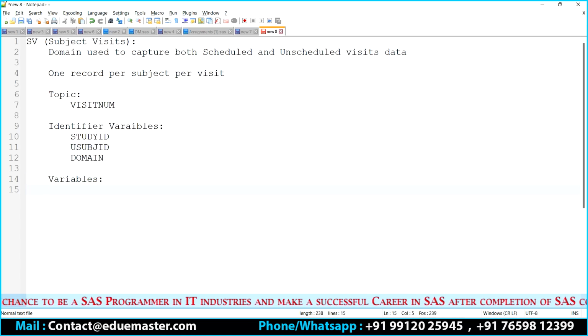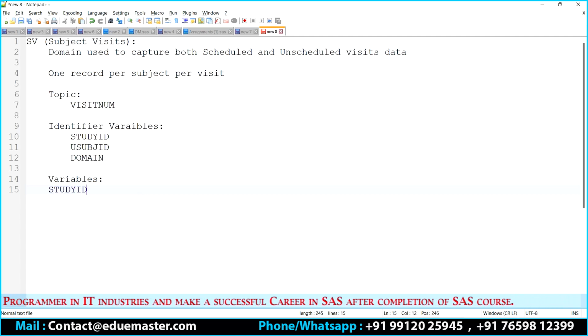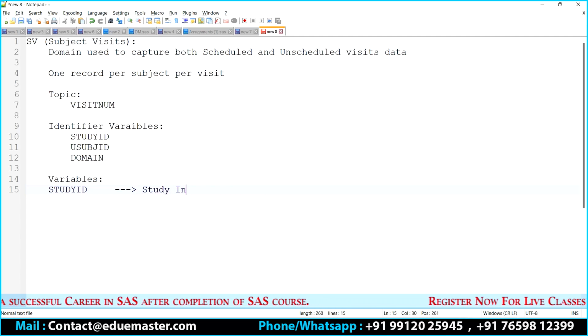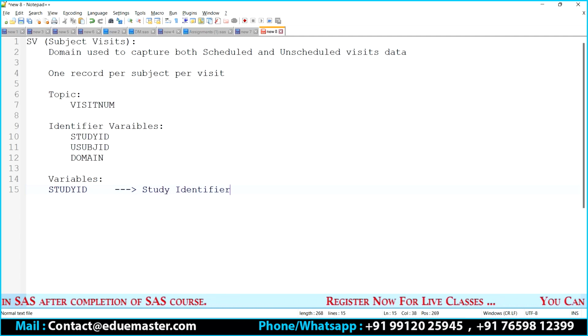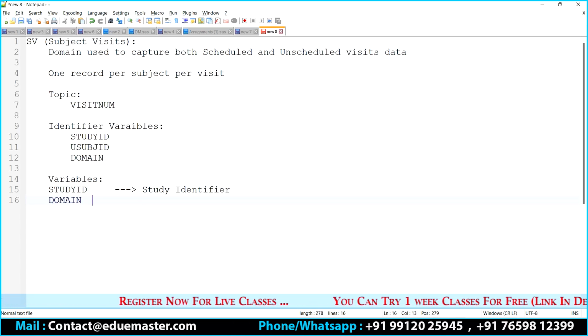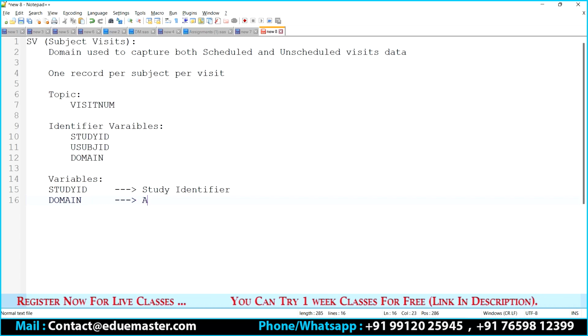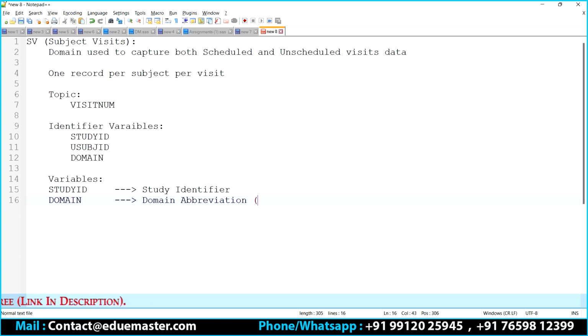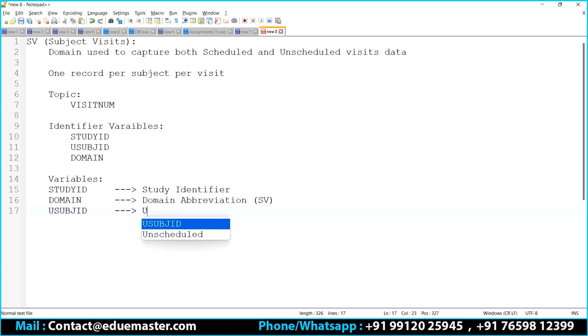So let's start with the first one. Study ID, you already know, I don't need to explain this. I can simply call this the study identifier: what is the study that we are doing? Second, domain. You already know what domain is because we already discussed it in demographics. It is your domain abbreviation. Correct? It is a two-letter thing. When it comes to the subject visit domain, it is always going to be SV. And you also know what USUBJID is. It is the unique subject identifier.